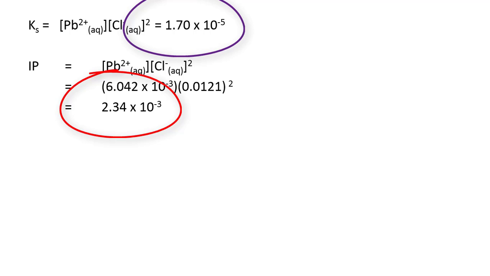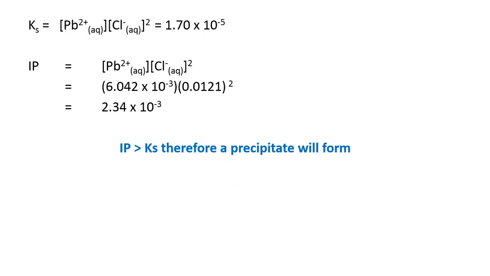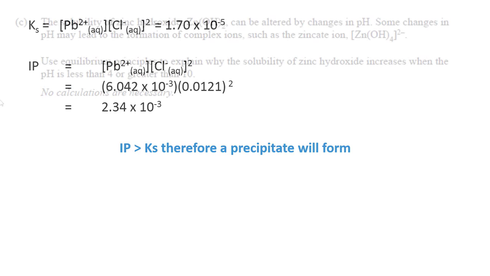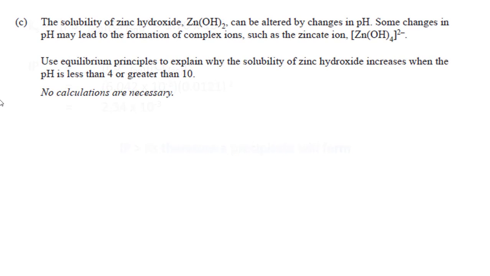So we just need to now compare that to our Ks value, and you can see there that it's much bigger than our Ks value, so that means that a precipitate is going to form, and we just need to write a sentence to clarify our understanding there. So IP is greater than Ks, therefore a precipitate will form. Okay, now the last part of the question, which is C.